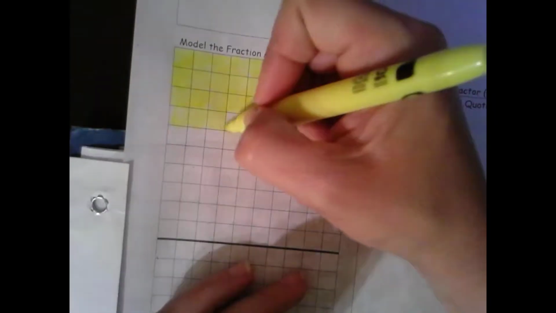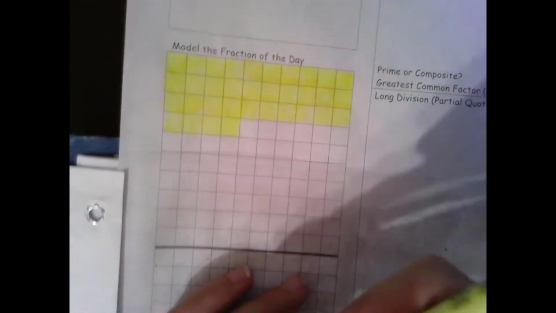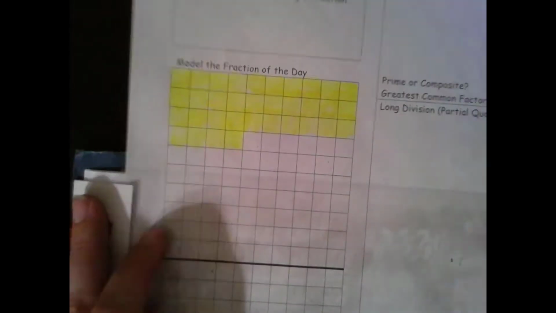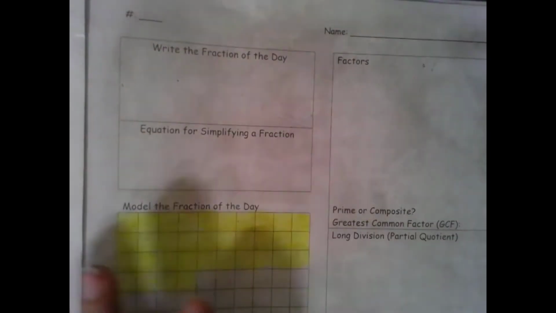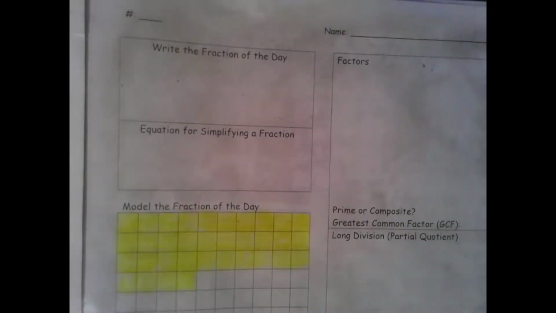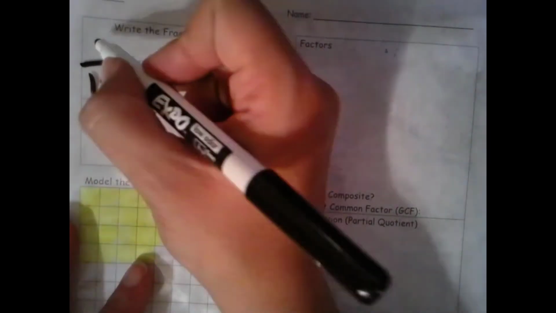Let's get that filled in. So you should have 3 complete rows and then 4 squares for our 34. Let's get down our beginning fraction. We have a total of 180 school days, and we're on day 34.